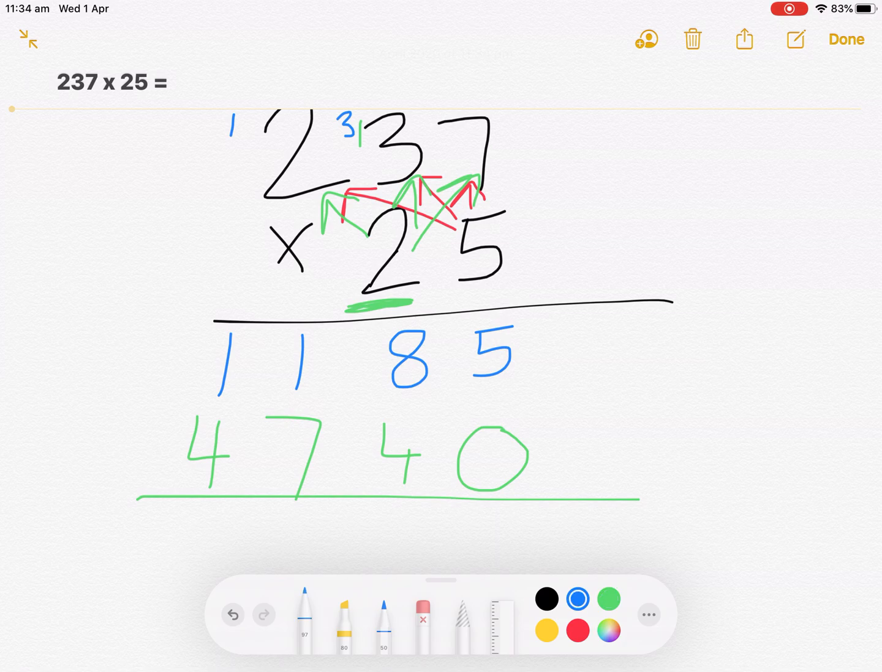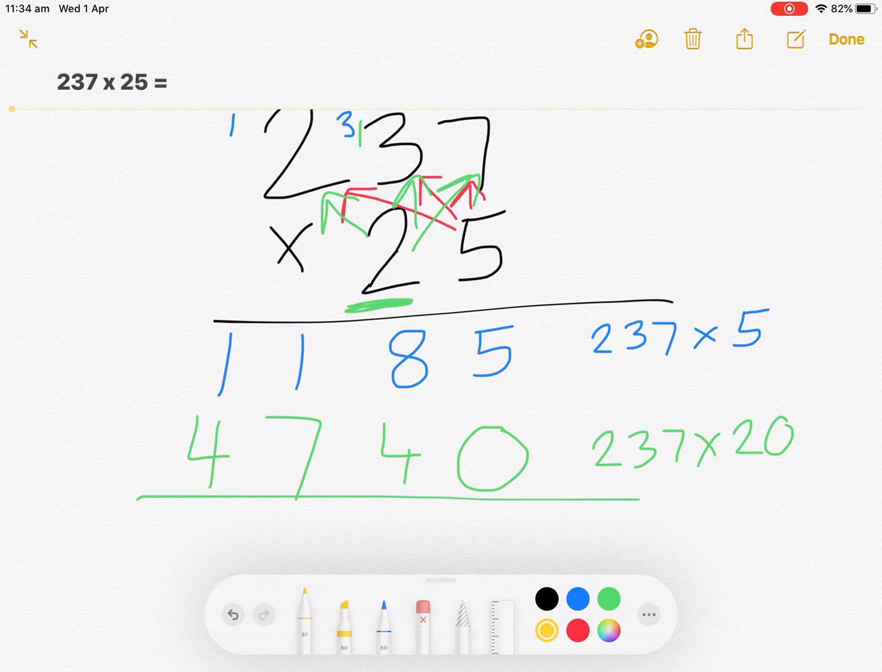What we have here in the blue, our 1,185, that is our working out for 237 times 5. And what we have down here in the green, that's our working out for 237 times 20. And now what we need to do is add these two values together.